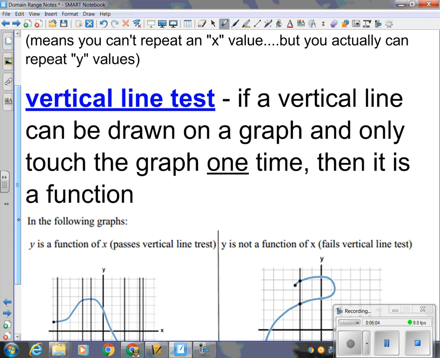Function. For every x, there's only one y value. That means you can't repeat an x value, but you can actually repeat y values. We're going to talk about the vertical line test. If a vertical line can be drawn on a graph and only touch the graph one time, then it's a function. If the line that you draw down touches that graph in two places or more, it's not a function. So it can't cross back underneath itself.